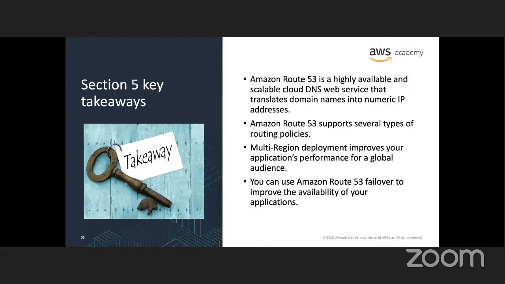Okay. So multi-region deployment improves your application's performance, right? For a global audience, right? Remember, this guy works in the global level. It's a global service, right? You can use Amazon Route 53 failover to improve the availability of your applications.